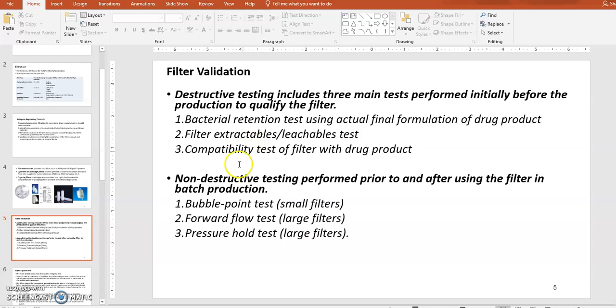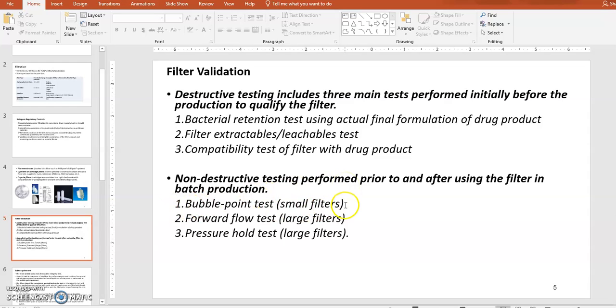And then there's non-destructive testing. These tests are done before your filter use and after your filter use. After passing this test, that filter can be used for your manufacturing. After the manufacturing use, that filter will go through this testing again to make sure that no damage occurred during your manufacturing process.